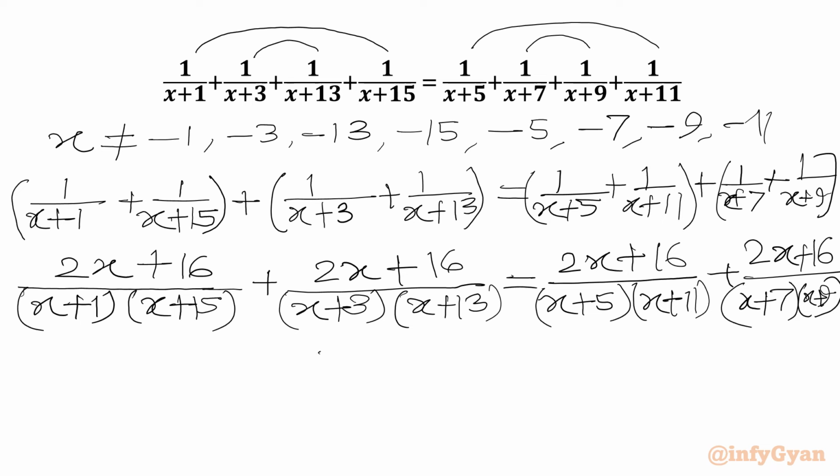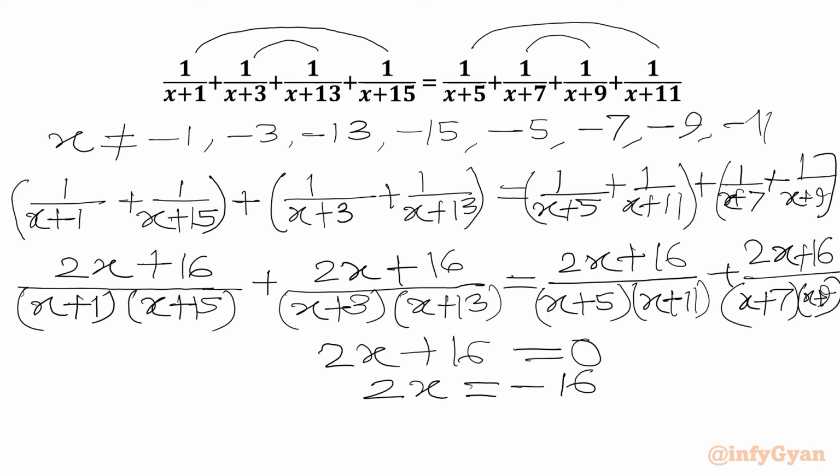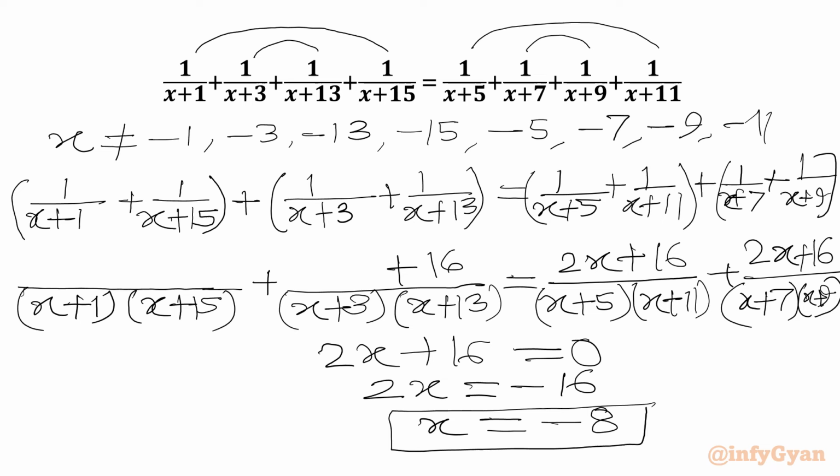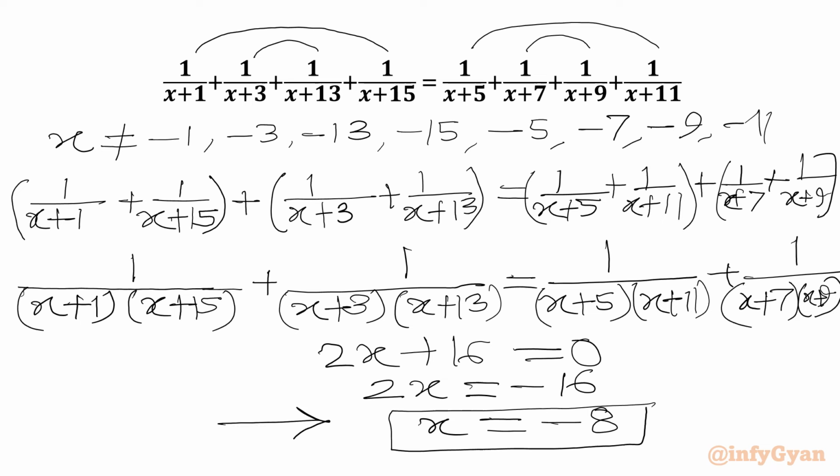Now, if I plug in 2x plus 16 equal to 0, because this is satisfying our equation, we can write 2x is equal to minus 16, x equal to minus 8. This will hold true once we write over here 1 by taking common and putting equal to 0. So we can write in the numerators, the value will be 1, 1, 1, 1. First real solution is x equal to minus 8.